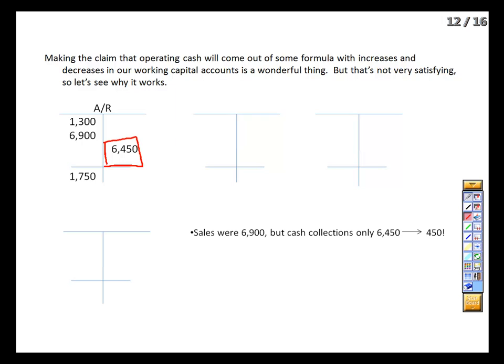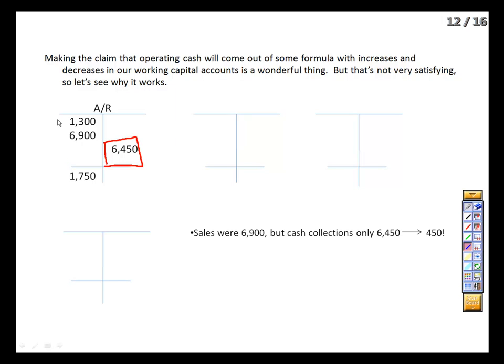For what it's worth, the assumption that all sales are on credit is completely unnecessary for this to work. I would ordinarily ask someone in class to pick a number for how much of the sales were on credit, but that's obviously not going to work here, so I'll supply the number. Let's say that $5,000 of the sales were on credit and $1,900 were for cash.